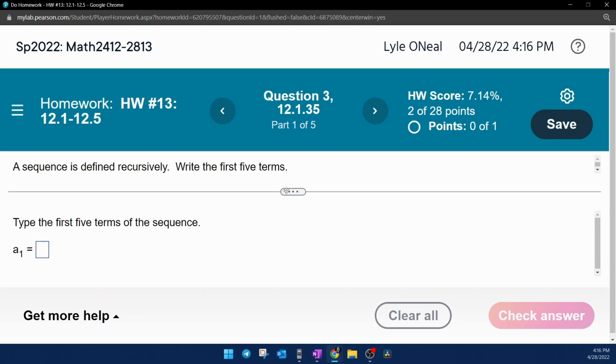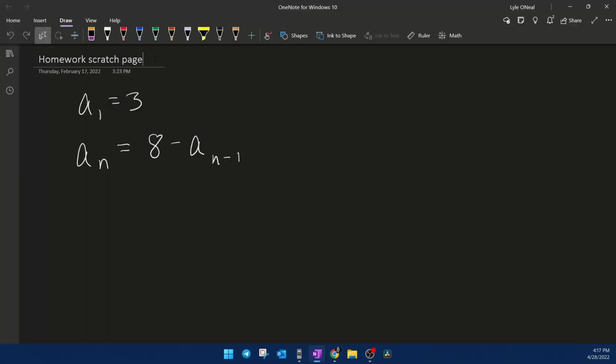So if we scroll up a bit, look at that. The first term they want is a sub 1. So let's take the information they gave me to the scratch work and see how this works. In the scratch work, notice that they did give me the first term. And when you have a recursive formula, you are going to have to be given a term of the sequence. They do usually give you the first term.